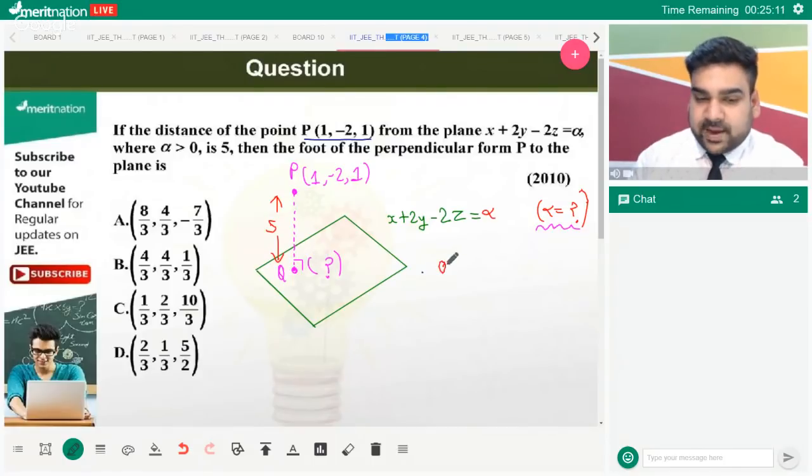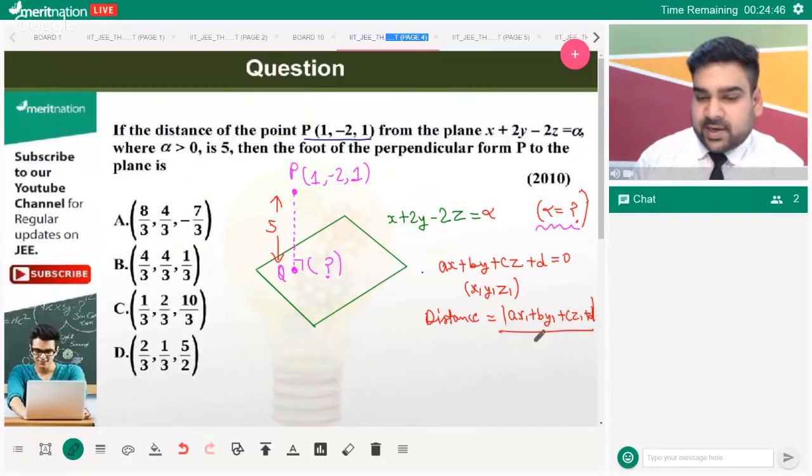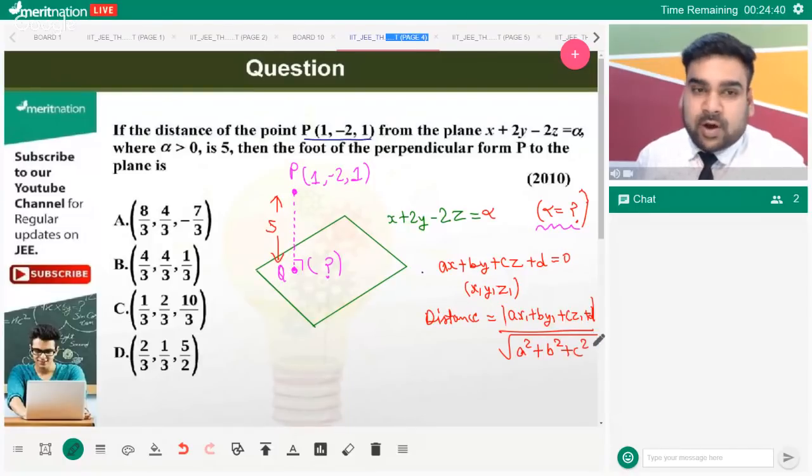The distance of any plane, if there's a plane given to you, ax plus by plus cz plus d, that's equal to 0, and if you're supposed to find its distance from any point, let's say (x1, y1, z1), the perpendicular distance is always equal to modulus of (ax1 plus by1 plus cz1 plus d) divided by square root of a square plus b square plus c square. This is somehow similar to how we used to calculate the perpendicular distance of a point from a given straight line. The same we are doing over here. It's just that this time, instead of a straight line, we have a plane.